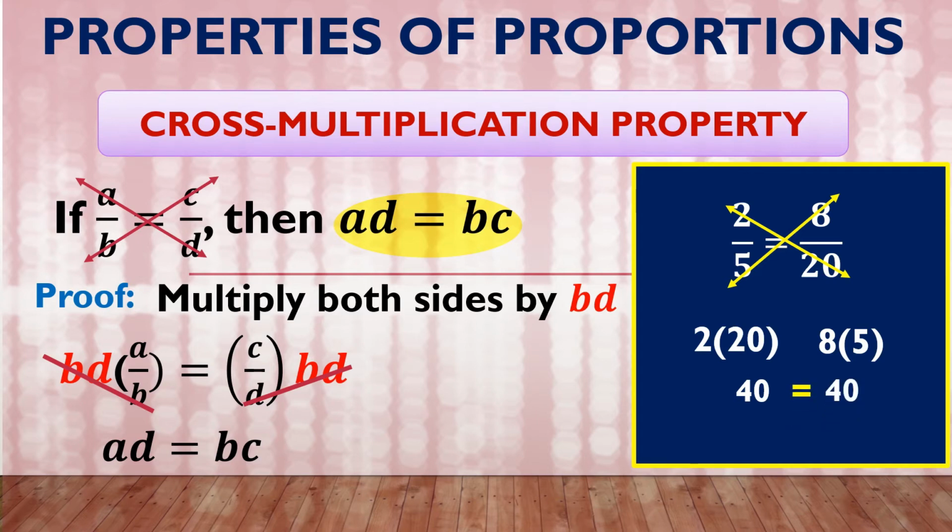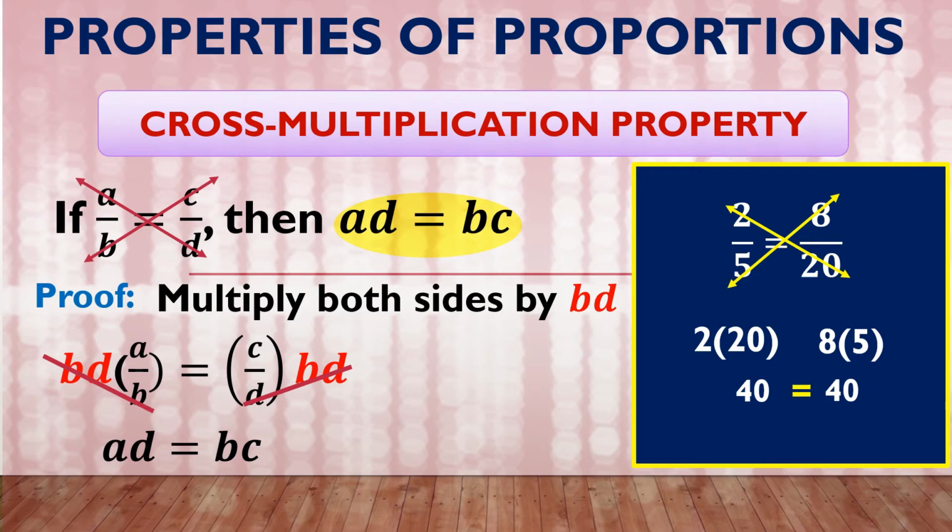So once again, cross multiplication property, or the so-called fundamental property of proportion, which states that the product of the means is equal to the product of the extremes. This property actually enables us to test quickly if a given pair of ratios will form a proportion, and we'll be doing that later.